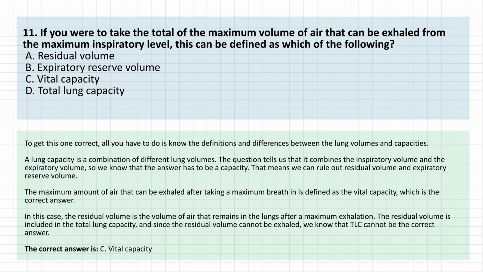In this case, the residual volume is the volume of air that remains in the lungs after a maximum exhalation. The residual volume is included in the total lung capacity, and since the residual volume cannot be exhaled, we know that TLC cannot be the correct answer. That means the correct answer is C, vital capacity.